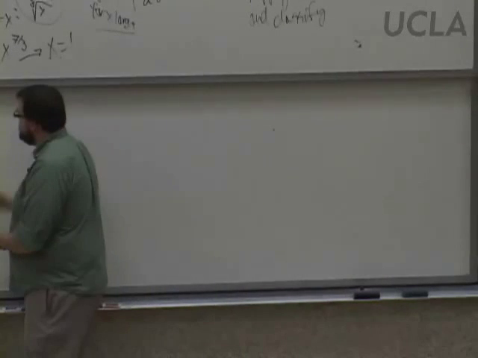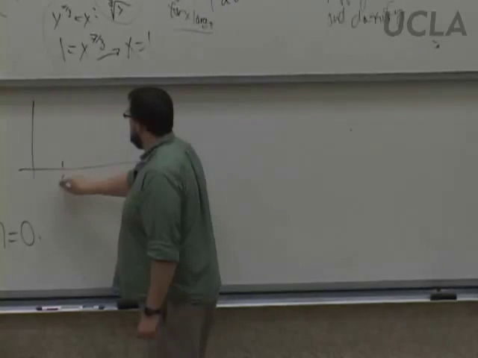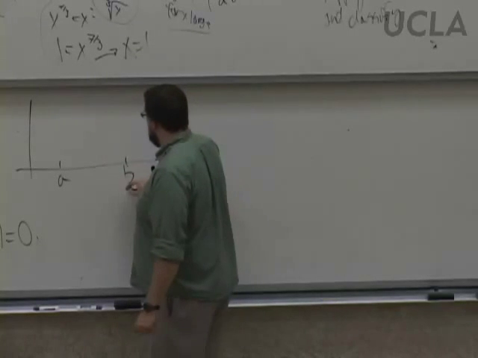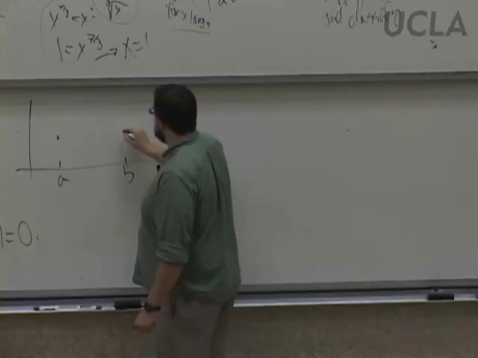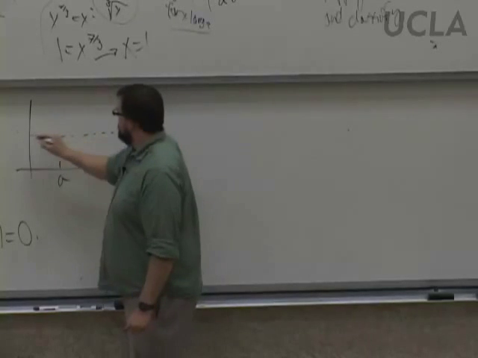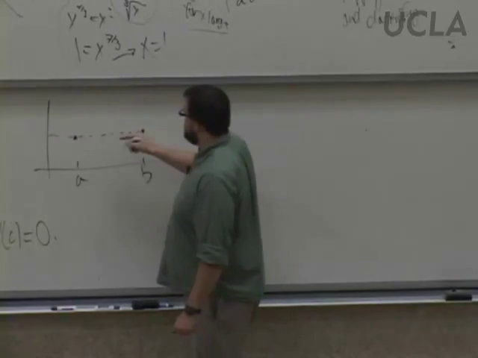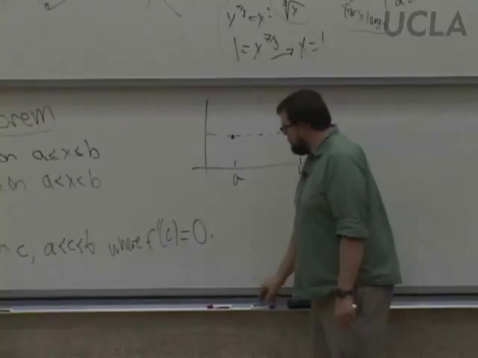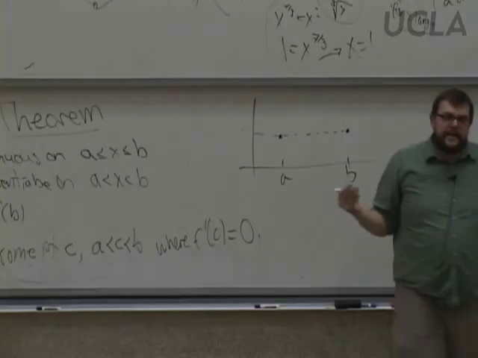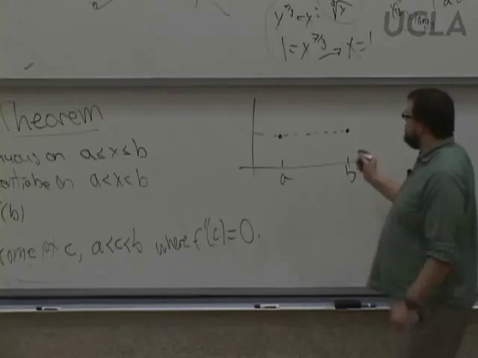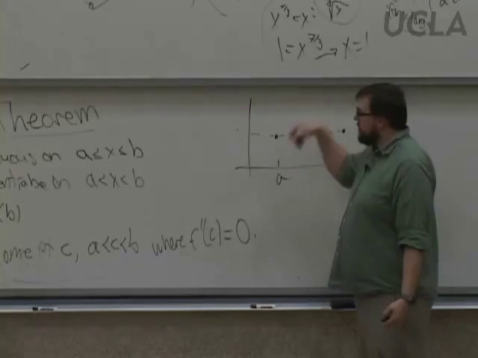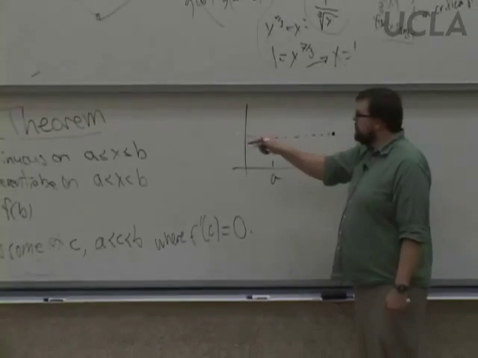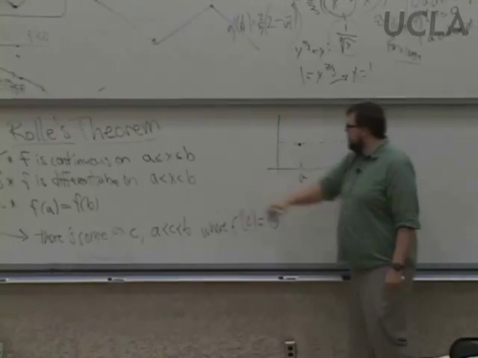So what's going on? Well, you have A, you have B, and their value of the function is the same. So you start and stop at the same height. That's what f of A equals f of B means. Now, what happens? How can you get from A to B? It has to be continuous, so you can't jump around. It has to be smooth. Smooth is the same as differentiable. Don't have any weird things.